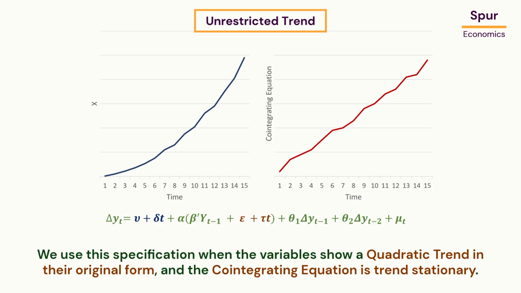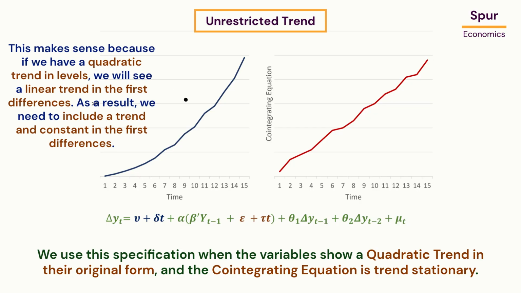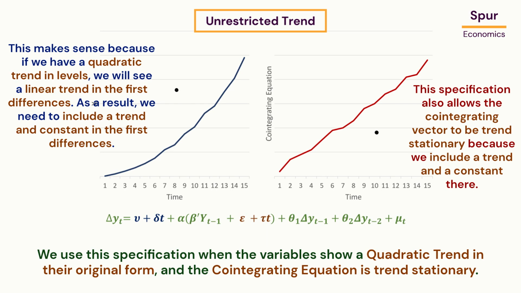We use this specification when the variables show a quadratic trend in their original form and the cointegrating equation is trend stationary. This makes sense because if we have a quadratic trend in levels, we will see a linear trend in the first differences. As a result, we need to include a trend and constant in the first differences. This specification also allows the cointegrating vector to be trend stationary because we include a trend and a constant there.